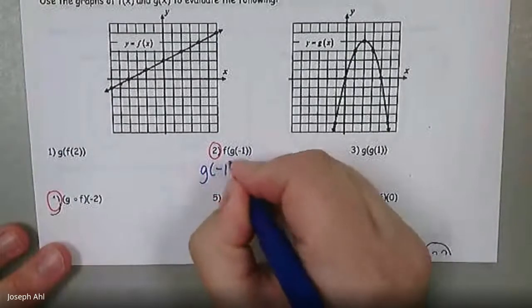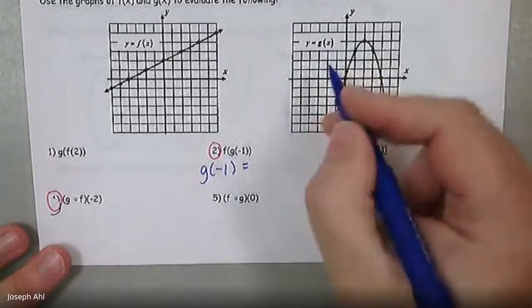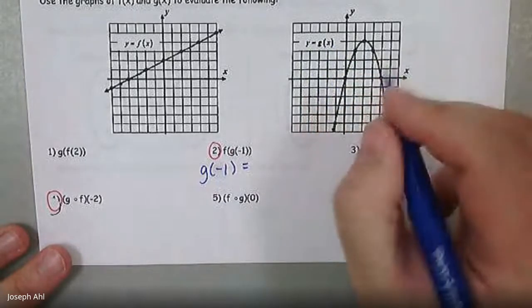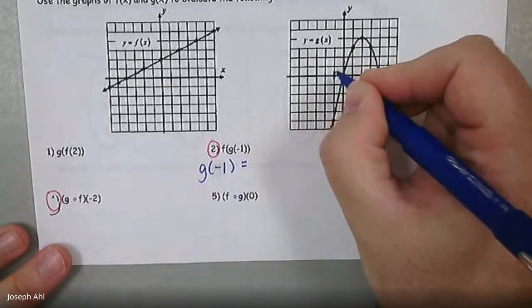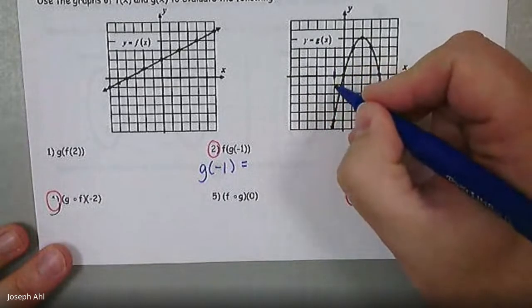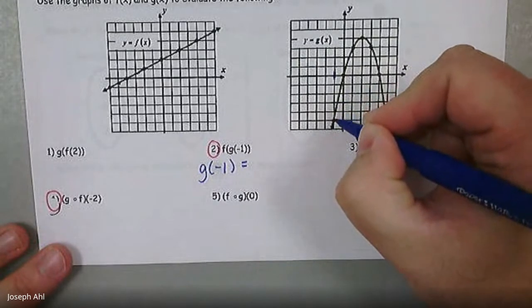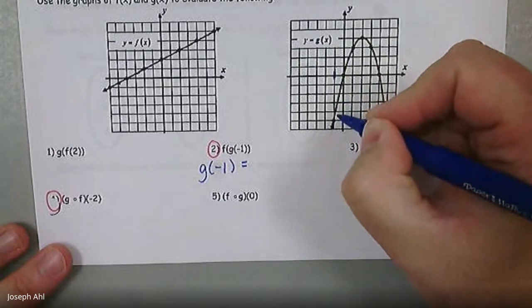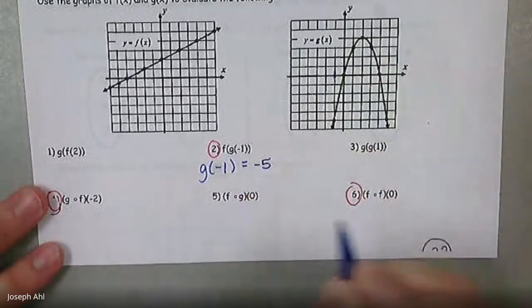So the first thing I have to do is figure out, well, what's g of -1? Do that inside part first. Make sure you're looking at the graph for g of x when we answer this. We want to figure out if the input for x is -1, what's the output? So the output there is 1, 2, 3, 4. It looks like -5. It's a little tricky towards the end here when it gets a little steep in this parabola, but I'm going to say that g of -1 is -5.